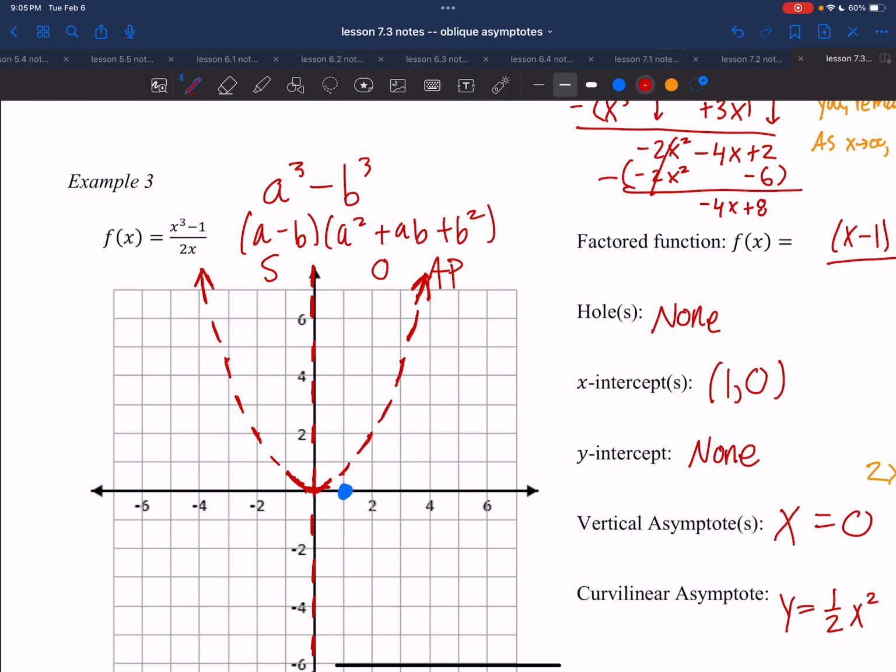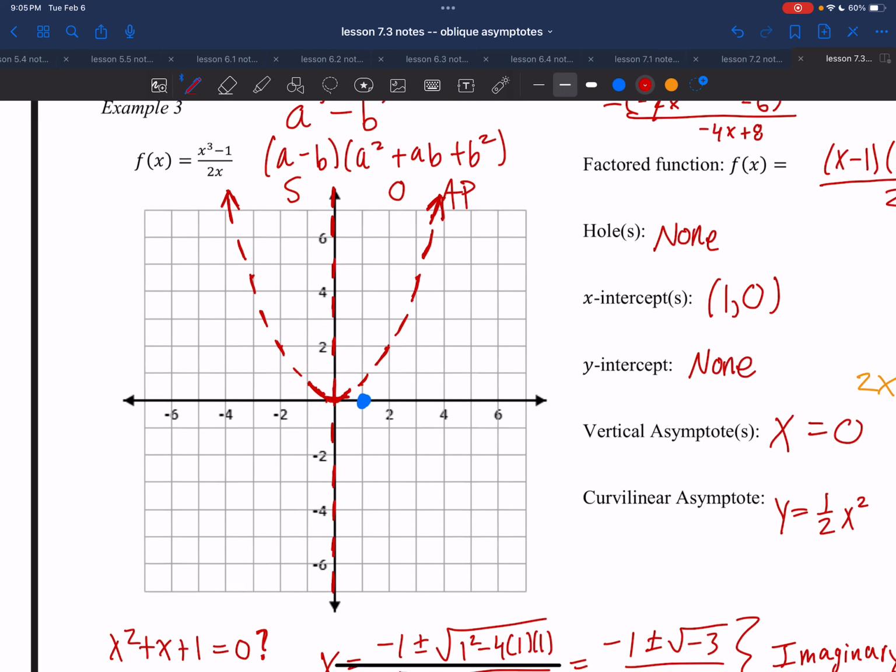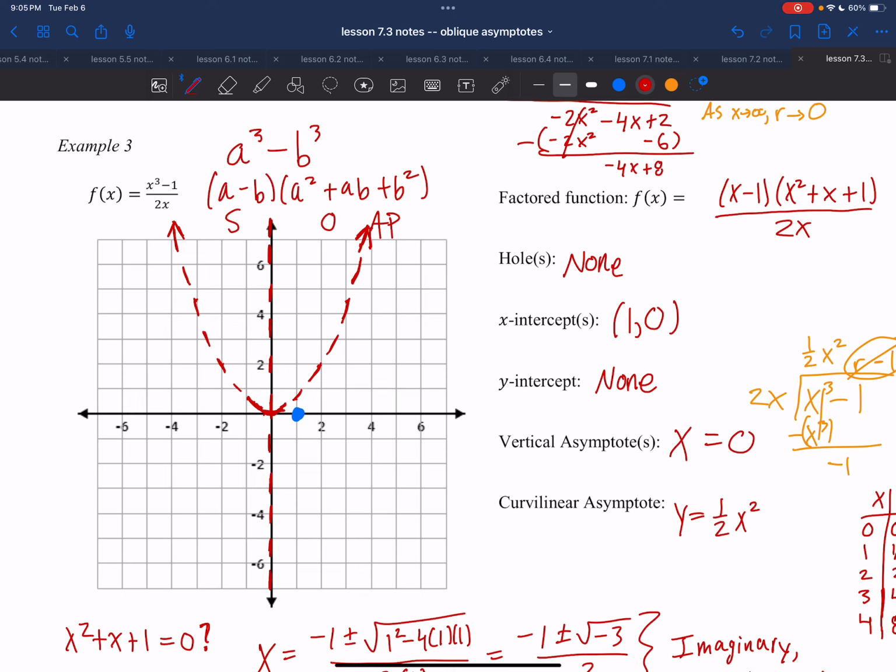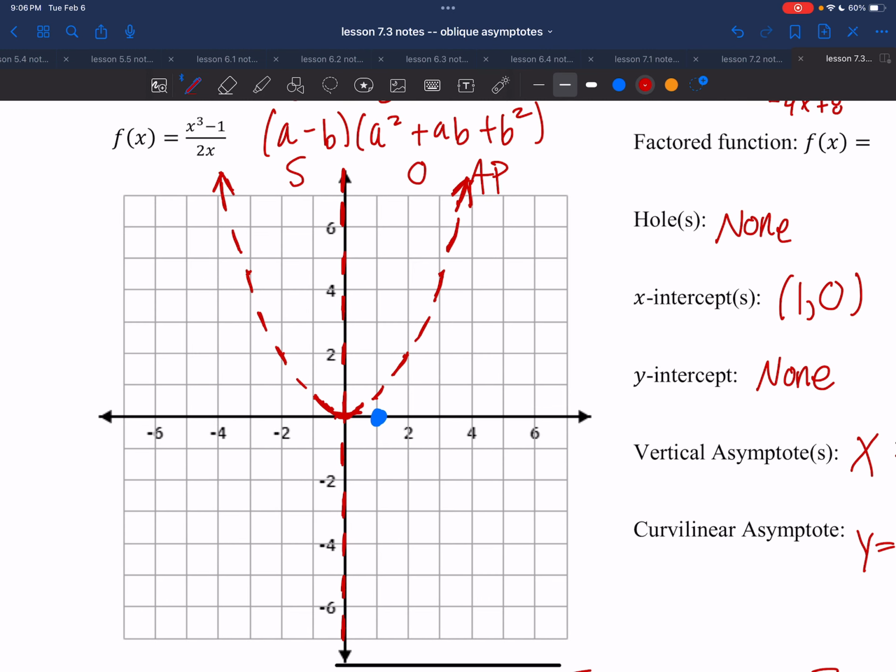Is it amazing? Yes, it is amazing. So, what does this look like? It's not a parabola, it's parabolic asymptotically. The end behavior follows the branches of a parabola. Okay, so we're going to test around the vertical asymptote as normal.